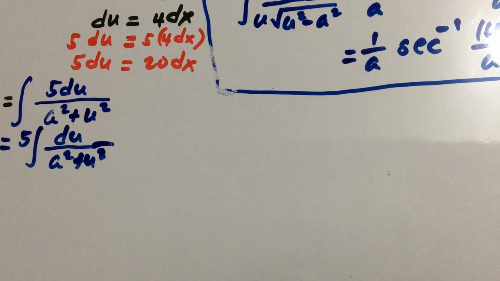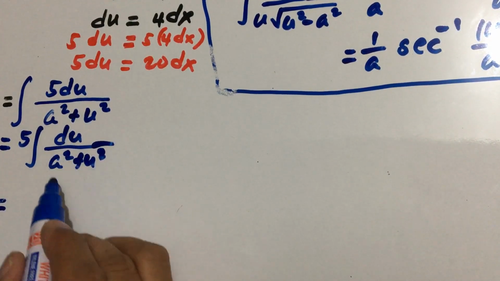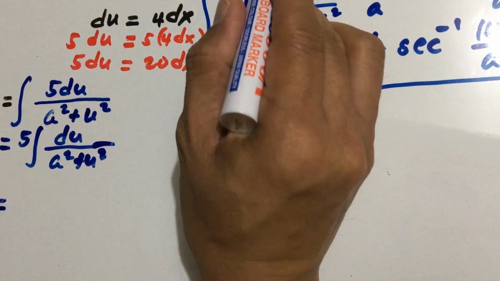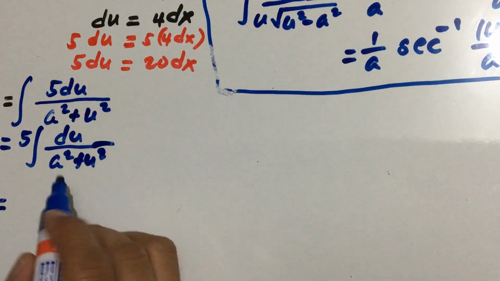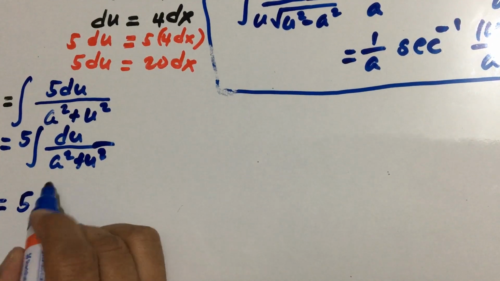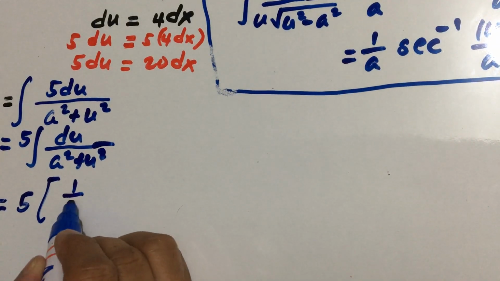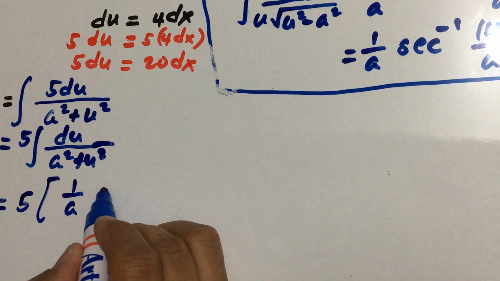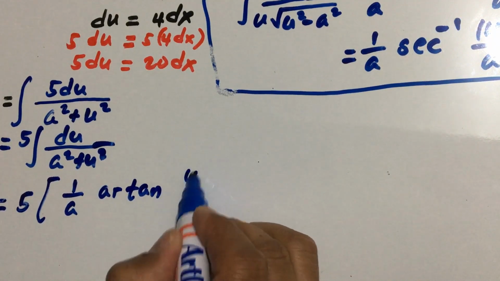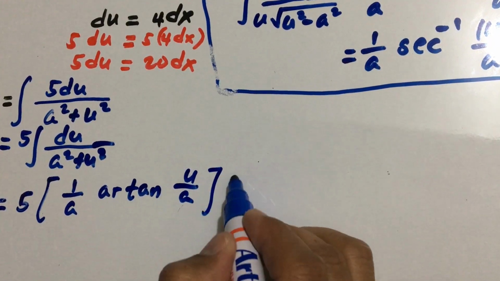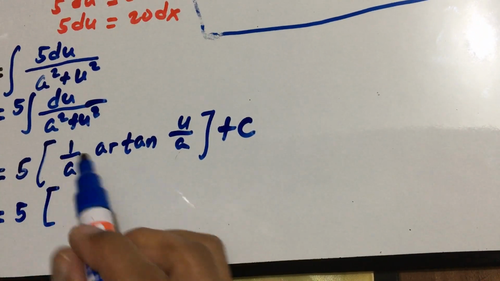Okay? Now substituting. So this is now in the form of du over a squared plus u squared. So the integral of du over a squared plus u squared is 1 over a arctangent u over a plus c. So we have to make use of that formula. So we have 5 times 1 over a times the arctangent of u over a, then plus c.